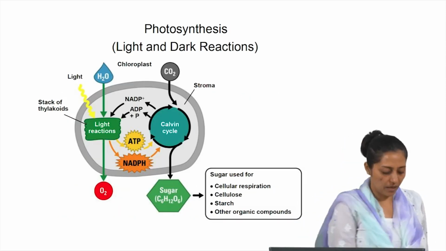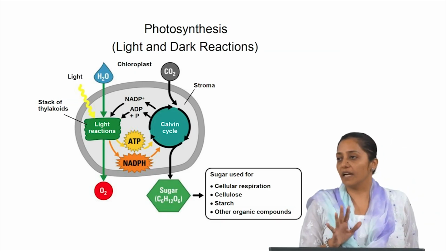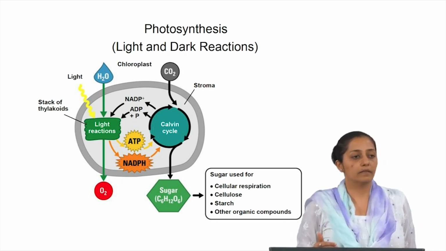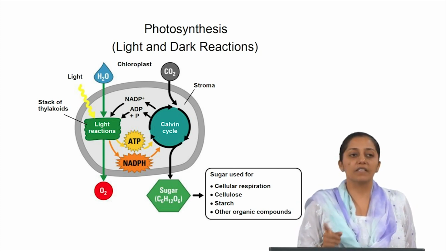Let us talk about the dark reactions. So, this was the picture which I showed in the beginning. We have now spoken about the light reactions. Light reactions have given rise to ATP and NADPH. Now, the dark reaction is called the Calvin cycle.